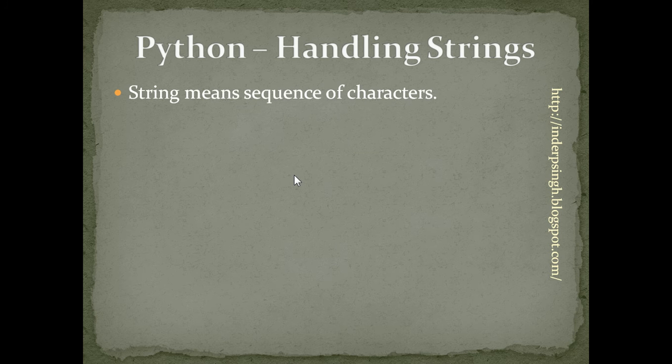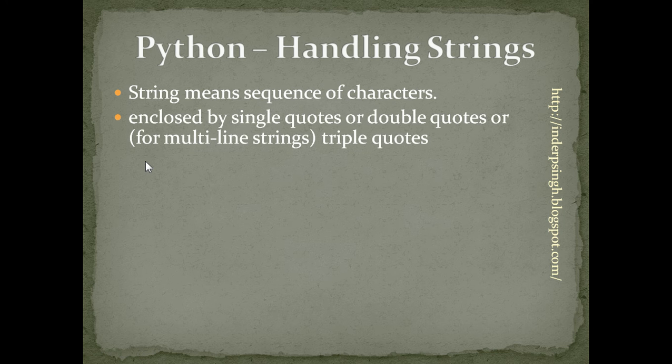First, what is a string? A string is a sequence of characters. We can create a string in Python by enclosing it within single quotes or double quotes. We can create a multi-line string in Python also by enclosing it with triple single quotes or triple double quotes. The print function is useful because it gives readable output by omitting the enclosing quotes.